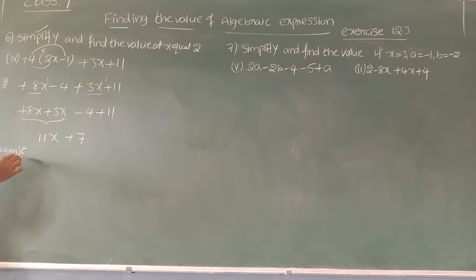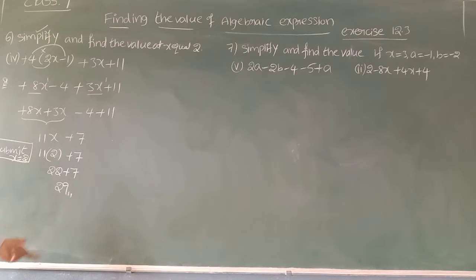How much can you substitute, beta? X is equal to how much? 2. Sir, substitute x is equal to 2. Now here, in the place of x, write 2 in bracket, 11 times 2 is 22, plus 7, which gives 29. Like that you can find.